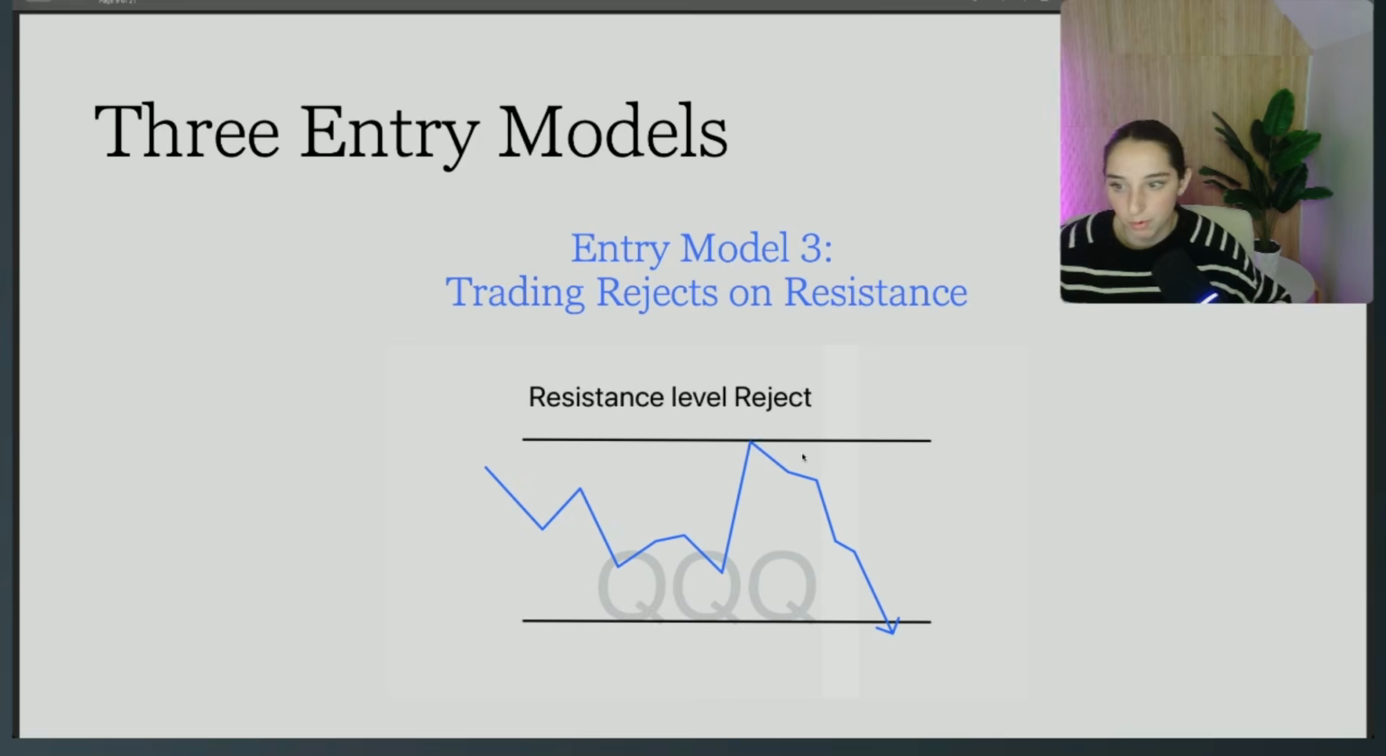Now, on a day where price may be just continuing higher, super bullish, again, you need to look at context. That might not be a day where you just want to try to take a reject because you're not going to get the win rate or the risk to reward ratio that you're potentially looking for. So what I call my 3 entry models is the BBR, break, bounce, reject strategy. It is exactly what I use to enter all of my trades.